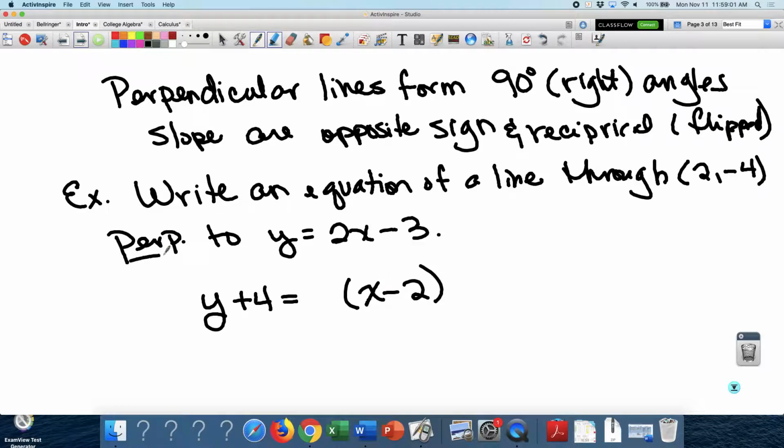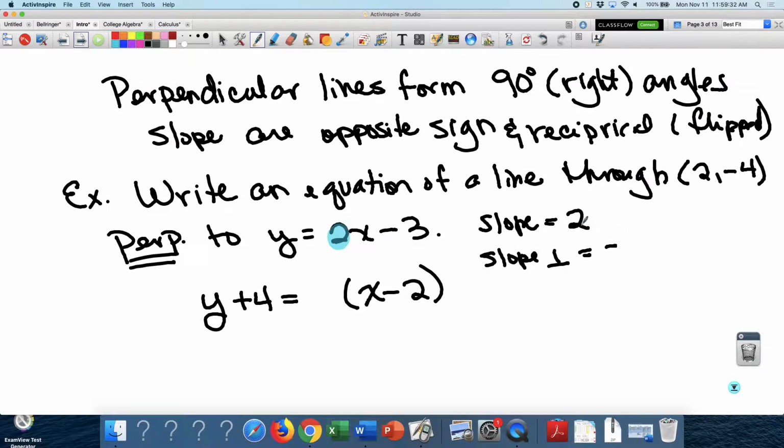Now, if it's perpendicular, then it's opposite in sign and flipped. So what is my slope of y equals 2x minus 3? What's the slope? 2 over, -2 over 1. All right, no, it's positive 2 over 1. That's my slope of this line. The slope of this line is 2. Y'all agree? Yeah. So the slope of the perpendicular line, if this is positive, this one's going to be?